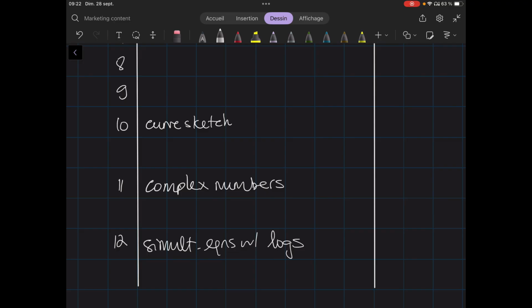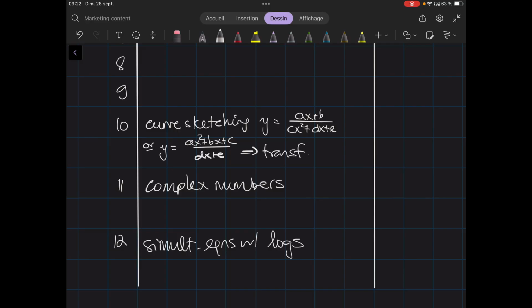good old curve sketching of maybe ax plus b divided by cx squared plus dx plus e. Or we can also do quadratic over linear. This also allows us to test transformations as well. So that's questions 10, 11, and 12.